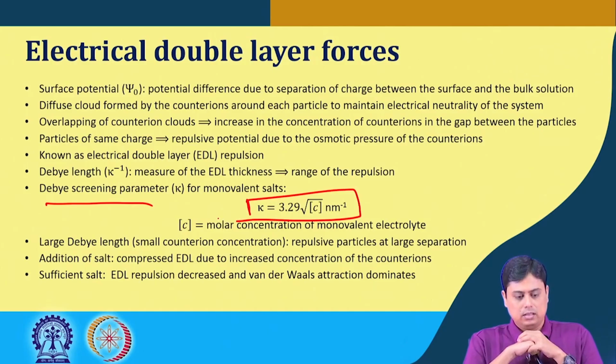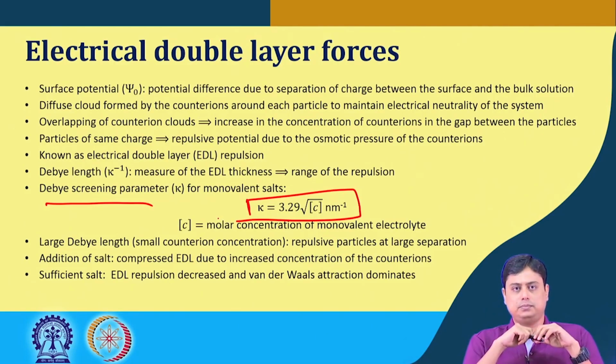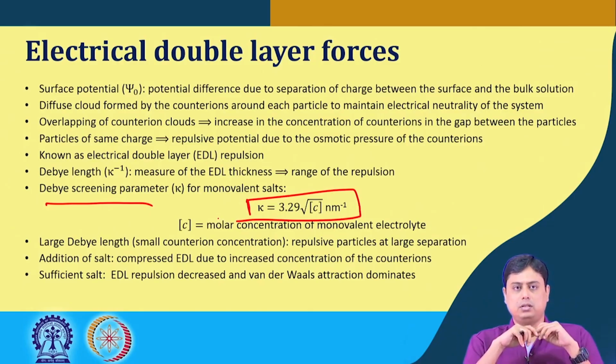So, Debye length provides the measure of the electrical double layer thickness, which also tells us the range of the repulsive force. A large Debye length means a small counter ion concentration, which means the particles are repulsive at large separation. And if we add some salt to it, it compresses the electrical double layer because there will be an increase in the concentration of the counter ions.